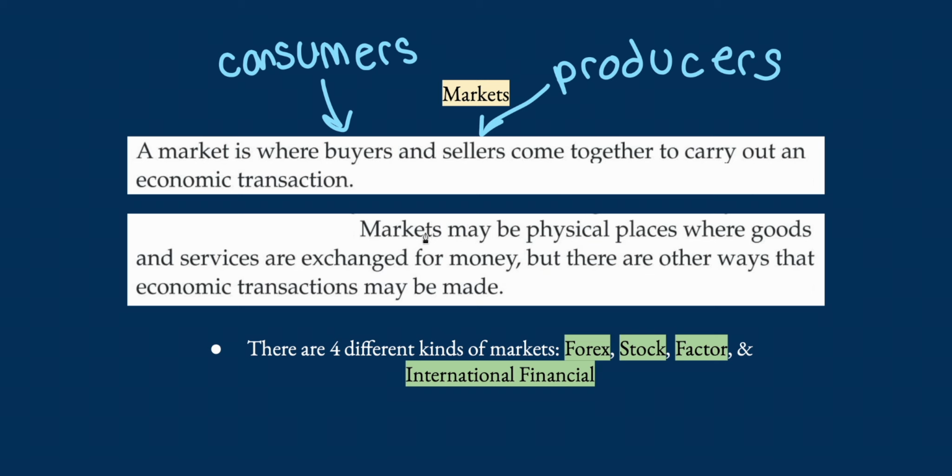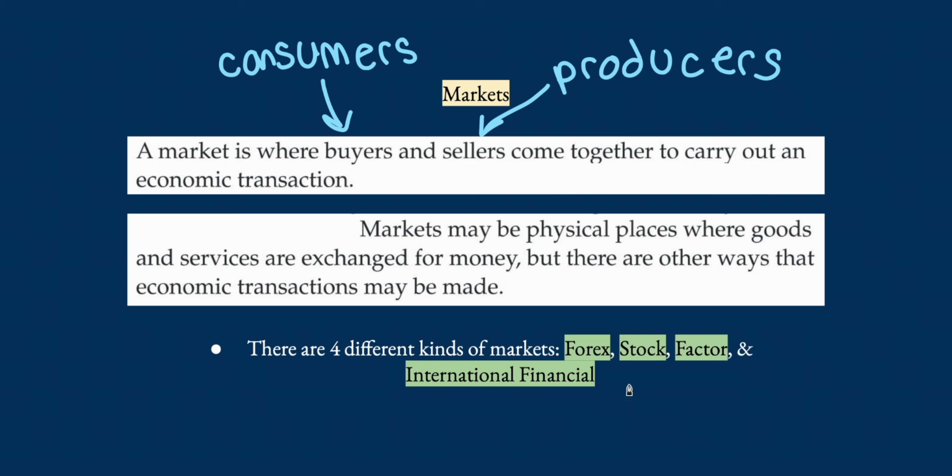Now, there are different types of markets, so let's define that a little further. Markets may be physical places where goods and services are exchanged for money, but there are other ways that economic transactions can be made. Specifically, there are 4 different types of markets that we are going to explore throughout this IB course: forex, stock, factor, and international financial markets. We're not going to get into too much detail right now, but the reason these are separated is because they either sell different things, sell to different demographics, or include different stakeholders than the rest.